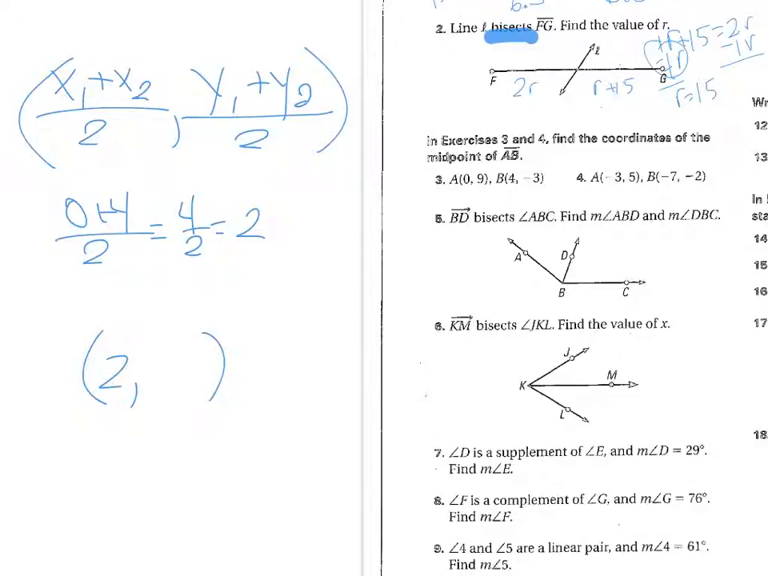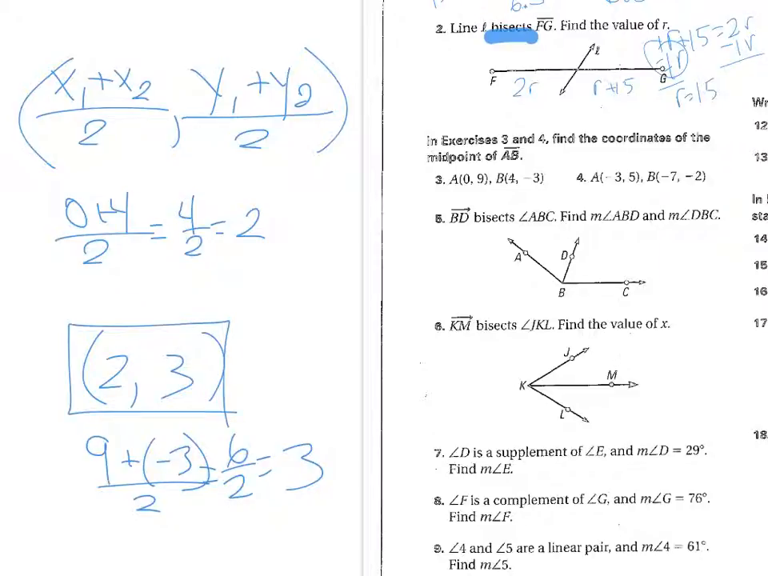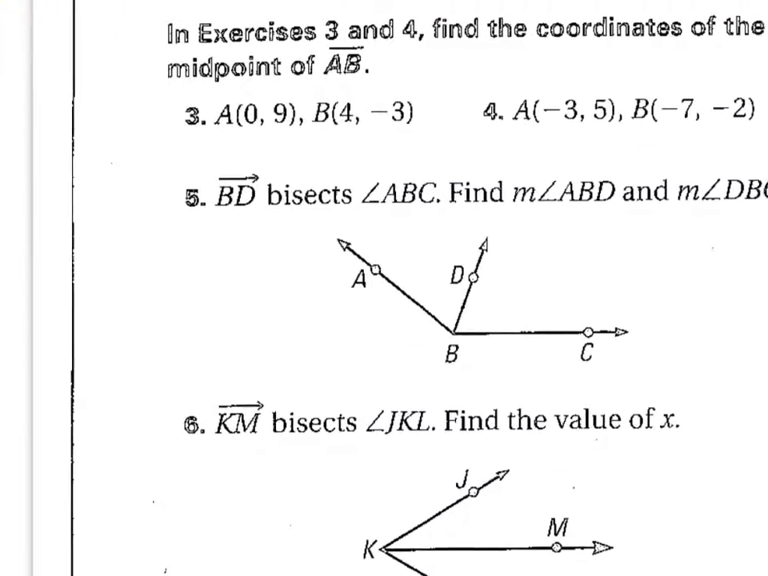And the y, let's see here, I got 9 plus negative 3 divided by 2. It's going to give me 6 over 2, which is going to give me 3. So there's your coordinates for the midpoint of that segment. All right. Number 4 is the same way. I'm not going to insult your intelligence by going over it as well.